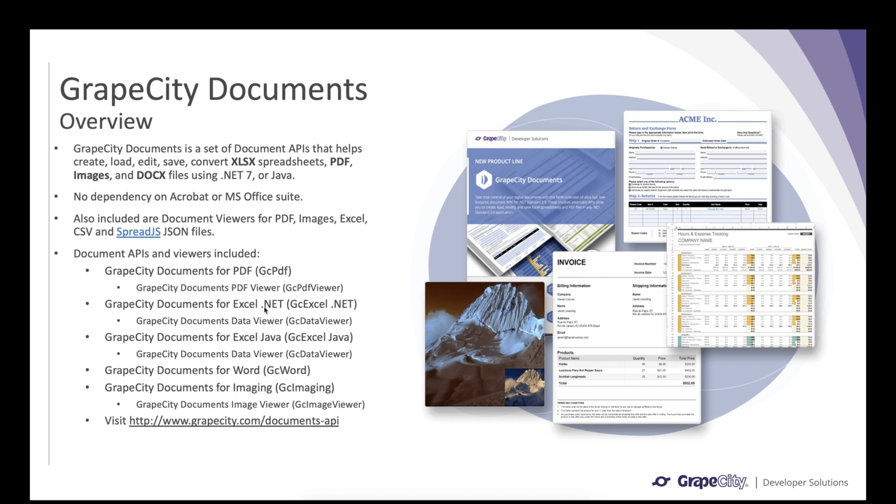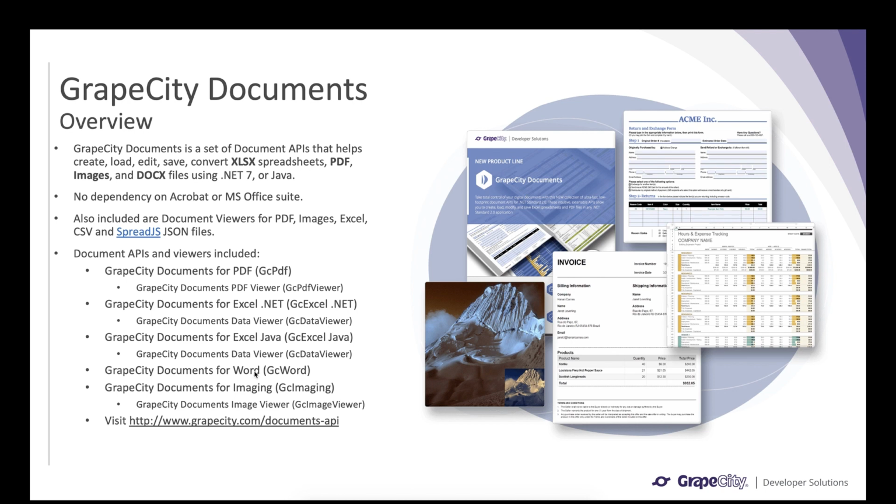Included in this package is also GrapeCity Documents for Excel .NET and Java. GcExcel .NET and Java are our Excel APIs that help to work with Excel documents, modify, save them back, and convert them to other formats. Included with the GcExcel .NET and GcExcel Java packages is GrapeCity Documents Data Viewer or GcDataViewer. It's our JavaScript based data viewer that helps to view data related files.